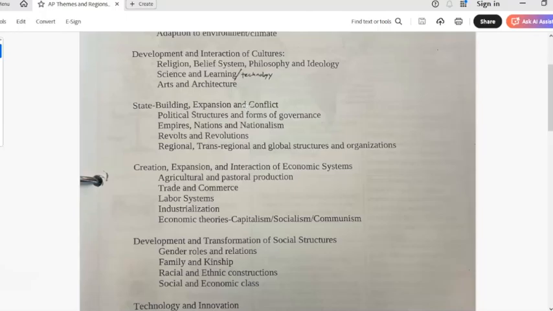This one, the heading is State Building, Expansion, and Conflict. Really, I'm just going to refer to this one as governance. This is all your political theme, basically. So it's political structures and forms of governance. Let's start with the forms of governance. Basically, that's the different types of governments.